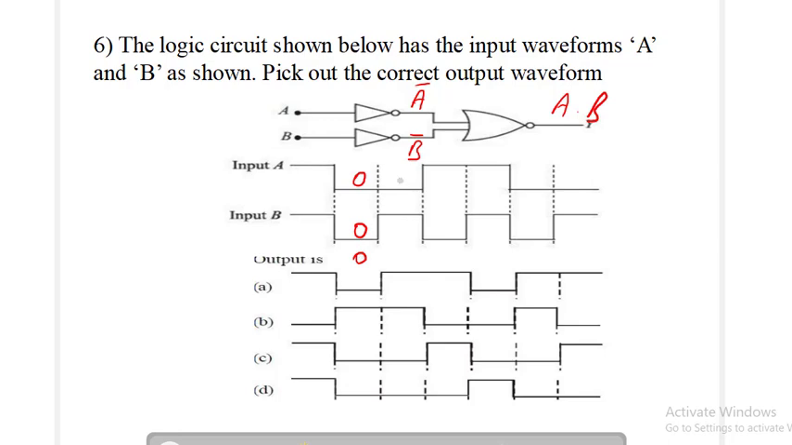In the second case, A is 0, B is 1. For an AND gate, output is high when both the inputs are high, but here one of the inputs is 0, so this is 0. In the third case, this is 1, this is 0. So 1 0 is again 0. For the fourth case, this is 1, this is 1. For both the inputs 1, output is 1. Then this is 0, this is 0, again we get 0. This is 0, this is 1, then again 0. So here this one is 1 and the rest are all 0.